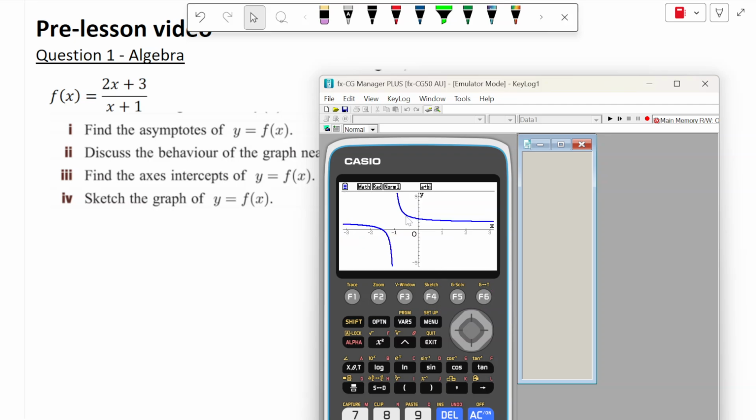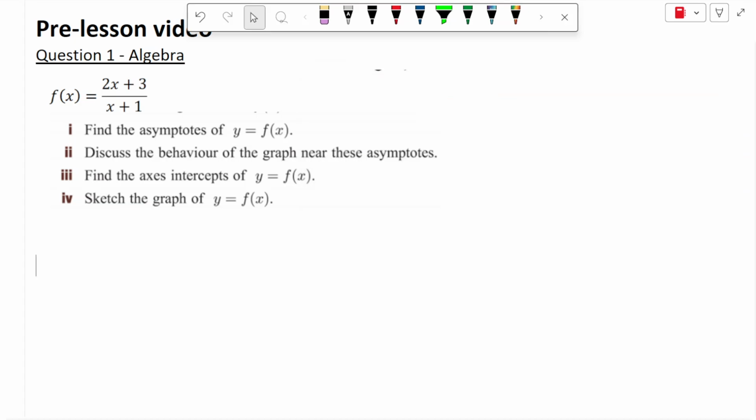There it is. So the asymptotes look to be maybe at y equals 2 and x equals minus 1. So we're just going to put these in as a little guess here. But we want to show this algebraically. So the easier one to find is the vertical asymptote.